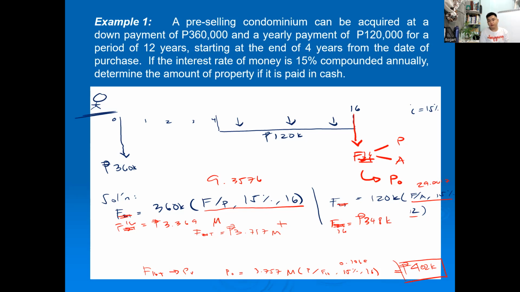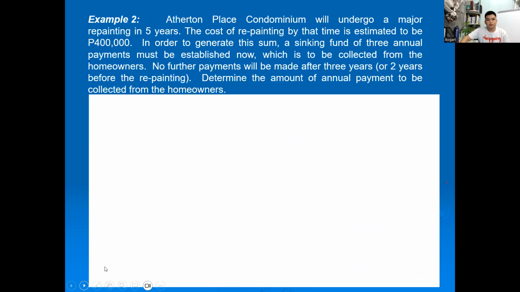Pero di ba, tingnan nyo yung inflation, napakalaki naman na ito. Pag may million siya, almost times 9 inflation. That's the magic of real estate. Okay? So, you may screenshot this problem para ma-review nyo na yun. No? Then, let's proceed to the next.